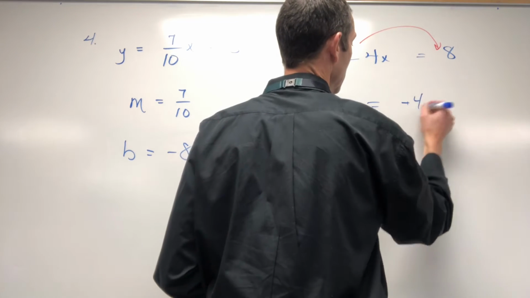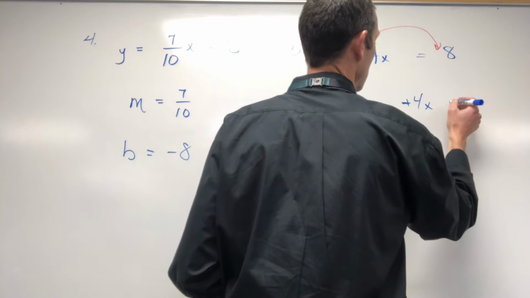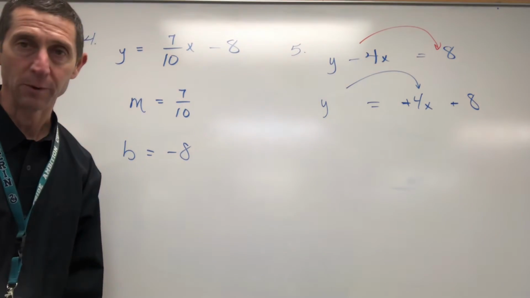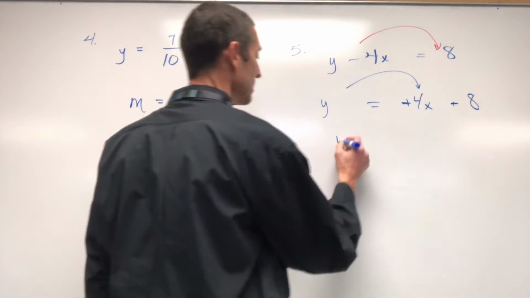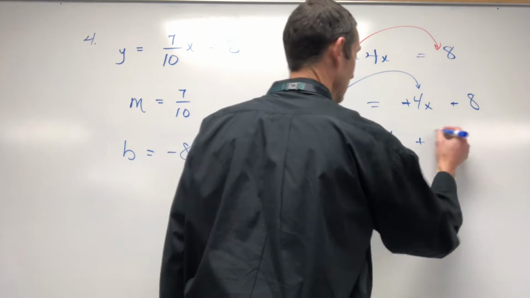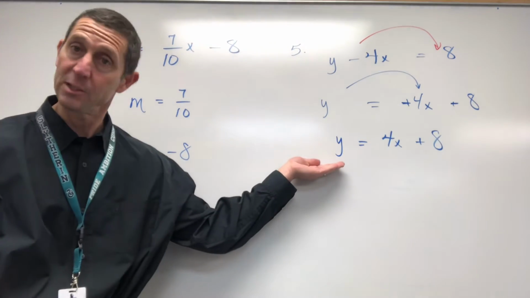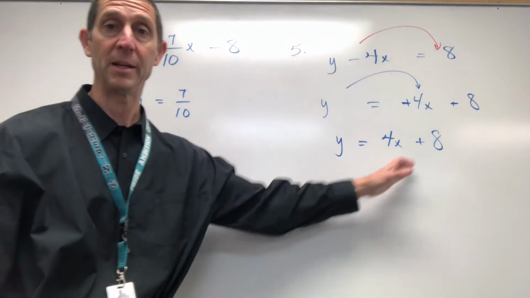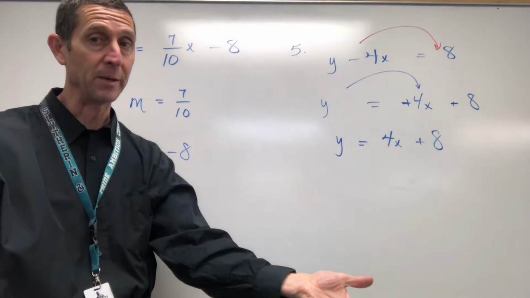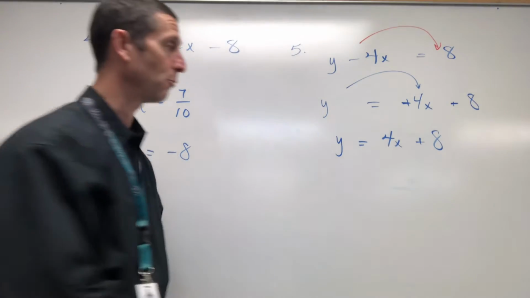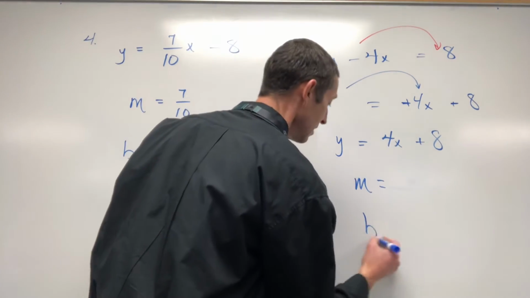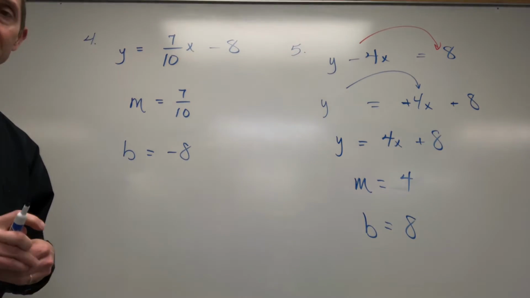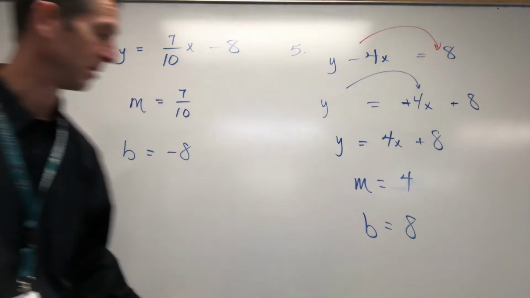So it was a negative 4x. When you move it over, it becomes positive 4x. And what you're trying to accomplish on each one of these is to get the y all by itself, equal sign, mx plus b. Once you have the y all by itself, you've got it in slope-intercept form, you can find your m and you can find your b. Boom, boom, boom. Find m, find b. Find your slope, find your y-intercept.